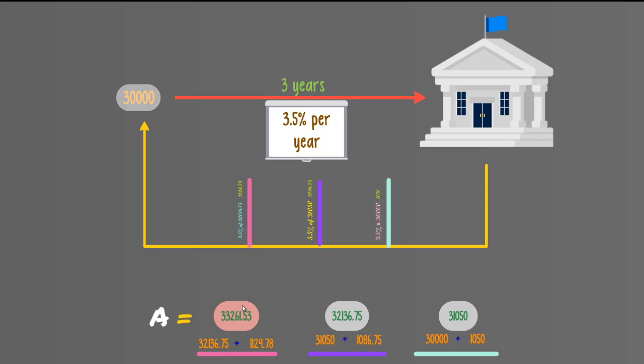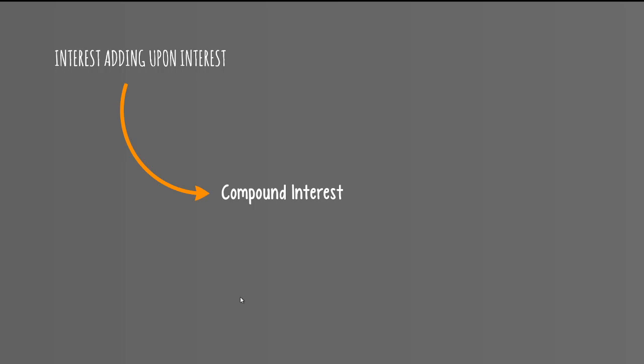Now it could be the other way also. Since you're getting the money, this is a profit. Suppose you are taking the money from the bank, all this would have been the opposite. What would have happened is you would have to pay the bank this much money. That means you would have taken only 30,000 from the bank, but you will have to pay 33,261.53. So if you are taking from the bank, it is a loss. If you're giving it to the bank, it's a profit. So you get it. Now, what do you see? Interest adding upon interest, and that is called compound interest.